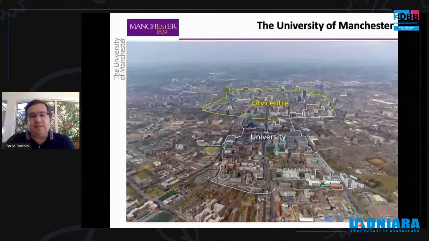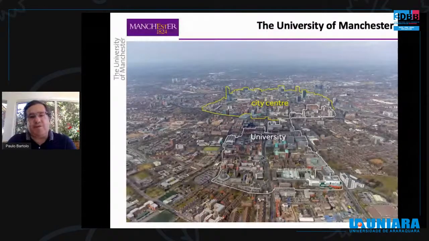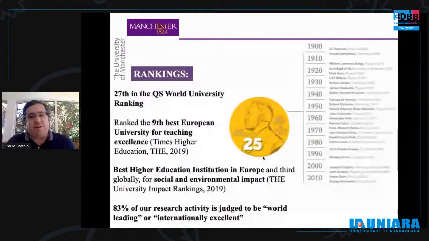the city center. For a top university, rankings are always important. So the University of Manchester is currently number 27 in the world. It's also the first university in Europe in terms of social and environmental impact, and the third in the world. And it has been the home of 25 Nobel Prize winners, and the majority of our research is considered world-leading or internationally excellent.